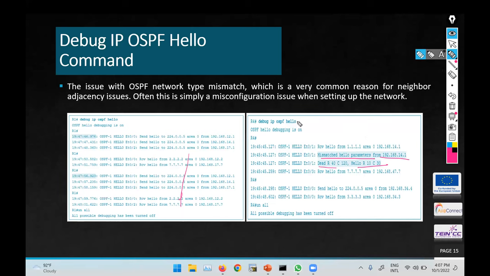So when you see the adjacency not happening with R4 or any other router, then you have to check this way.